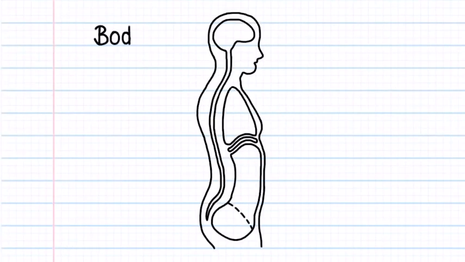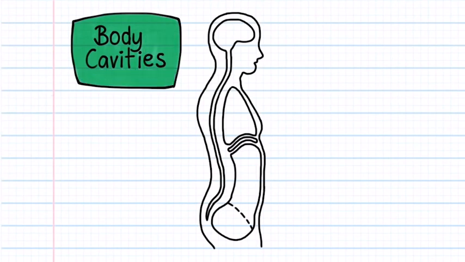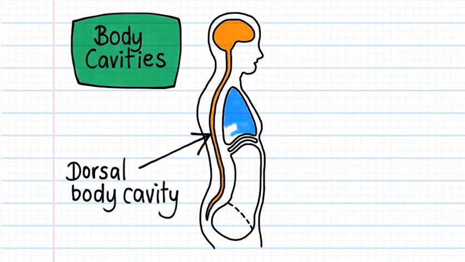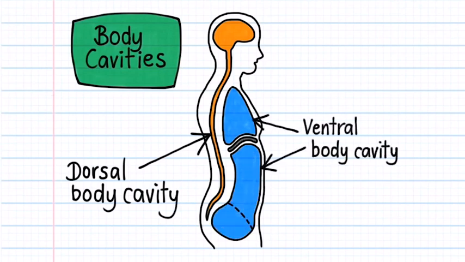The human body consists of two main cavities, the dorsal body cavity and the ventral body cavity. If you're not sure what the terms dorsal and ventral mean, check out my other video on anatomical terminology.